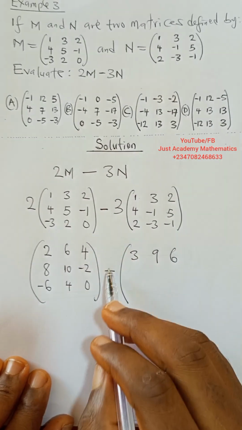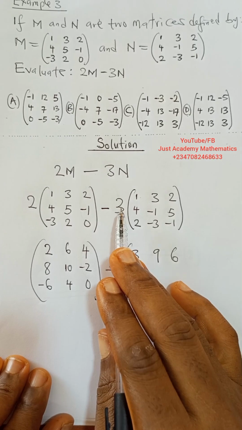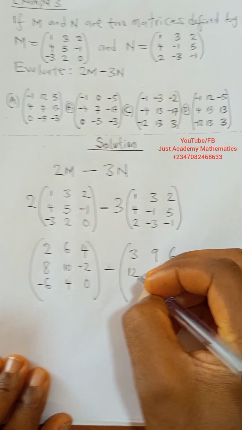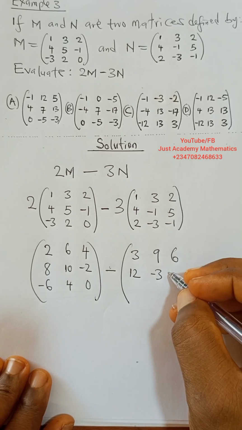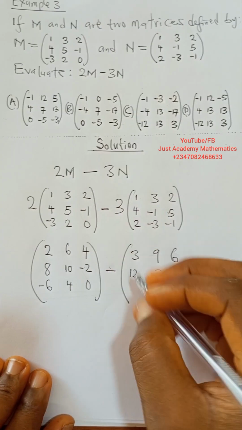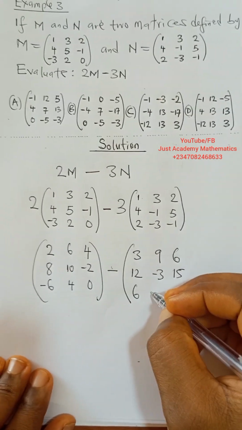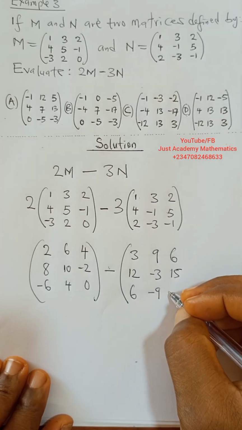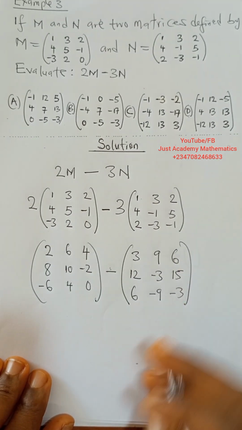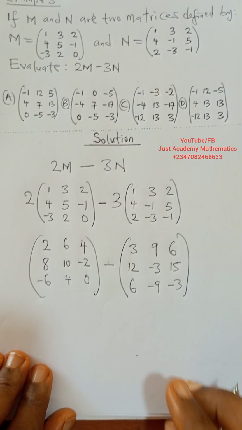I'm not using this minus. Look at the minus here. I'm just timesing with only 3. 3 times 4, 12. 3 times minus 1, minus 3. 3 times 5, 15. 3 times 2, 6. 3 times minus 3, minus 9. 3 times 1, minus 1, minus 3. So what do we do now? This minus this to give us the final answer.